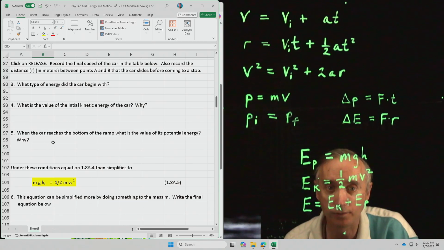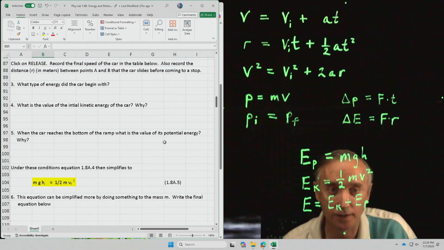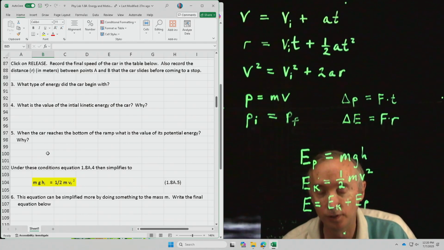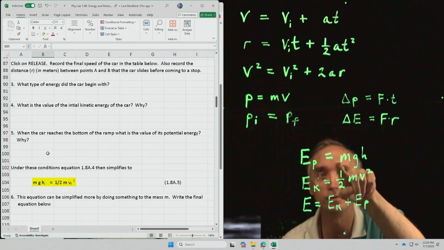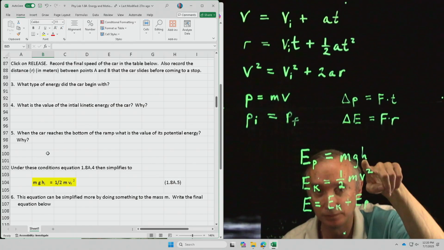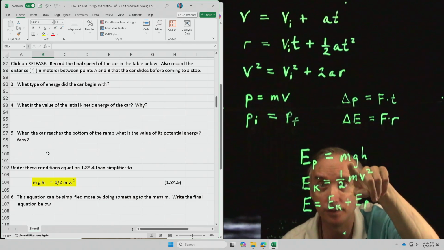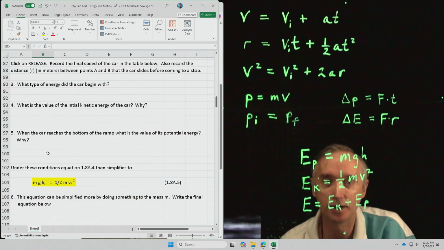And then when the car reaches the bottom of the ramp, what is the value of its potential energy? And it's a very simple number, again, because when it gets to the bottom of the ramp, how high off the ramp is it? Okay, and then if you take that number and you plug it into this thing here, so if the H is equal to 0, because it's at the bottom of the ramp, then 0 times anything is 0, okay, so put that there.